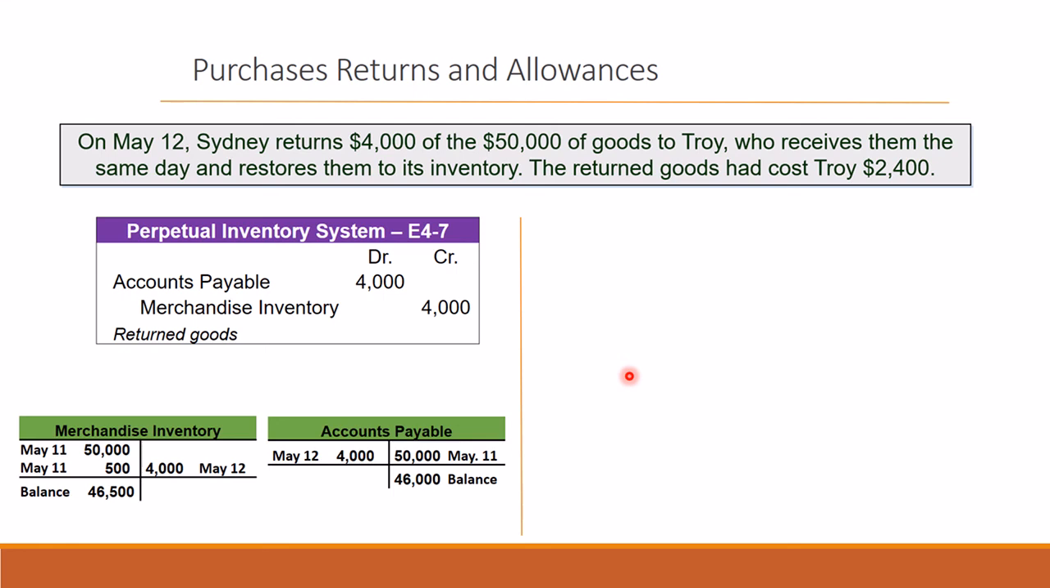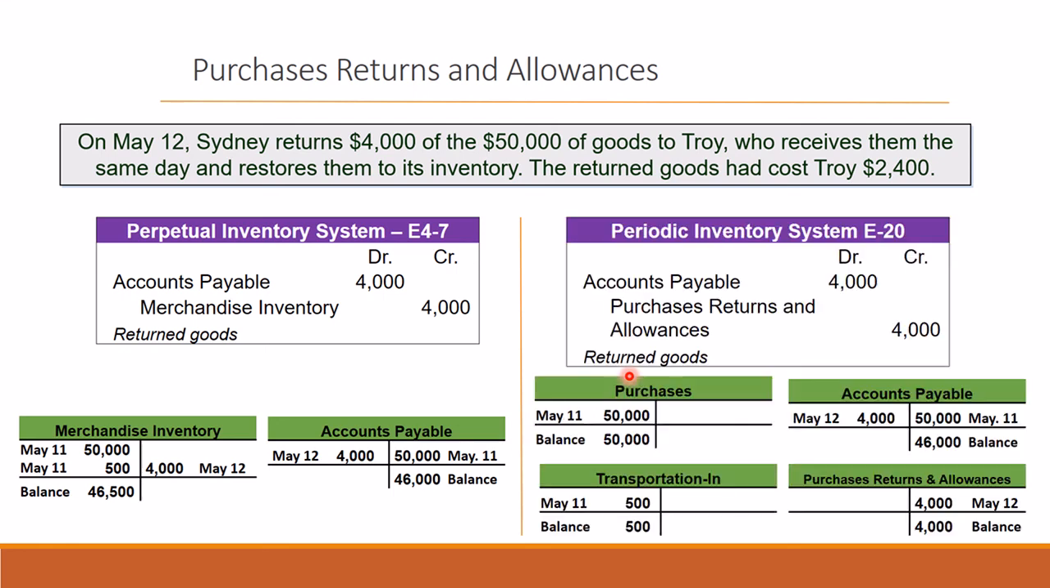Under our periodic inventory system in exercise 4-20, we're going to still debit accounts payable for $4,000 to reduce it for the return. On the other hand, we're going to credit a temporary account called purchases, returns, and allowances. Purchases, returns, and allowances is, hold on, I know you hate contra accounts, a contra purchases account. So that means it's related to purchases, which is a temporary account, but it has the opposite normal balance. Purchases has a debit balance, purchases, returns, and allowances has a normal credit balance. Purchases, returns, and allowances is deducted from purchases to arrive at net purchases for the period.